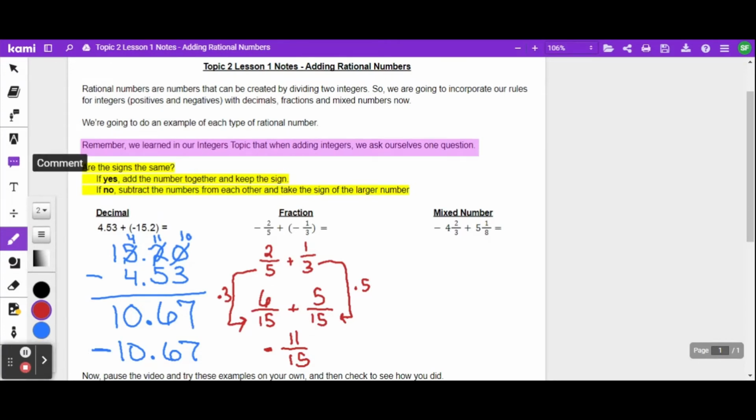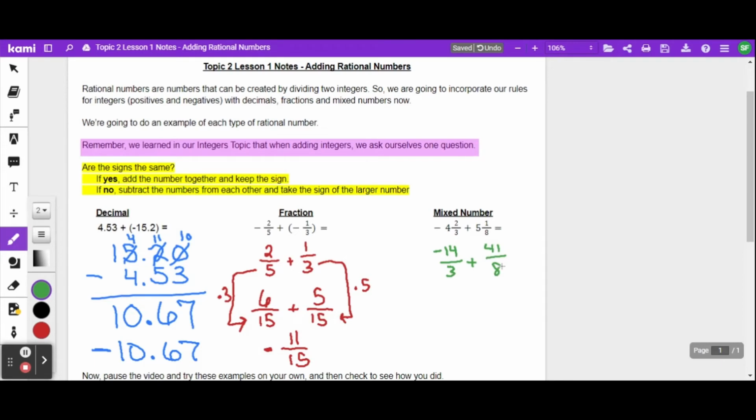If we look at the mixed numbers problem, negative 4 2/3 plus 5 1/8, I know that at some point I'm going to have to do some subtracting because those signs are different, but I've got to do a lot of setup work here before I even get to the subtracting. So I like to convert my mixed numbers into improper fractions. So negative 4 2/3 is really going to be negative 14 over 3. Plus 5 1/8 is going to be 41 over 8.